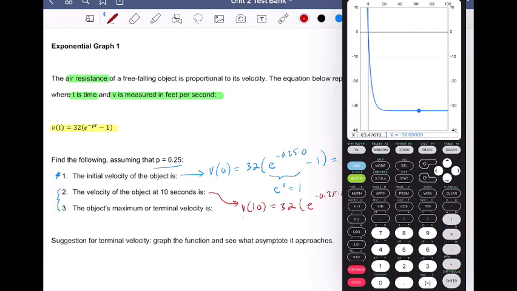Getting closer and closer and closer as we go along. And you can hit trace to see that. We're zooming down, and then it very distinctly approaches negative 32. And you can zoom in on that. You can go up for higher values.